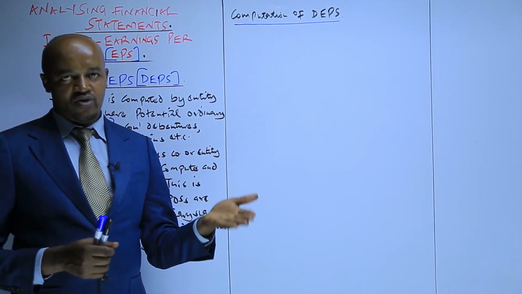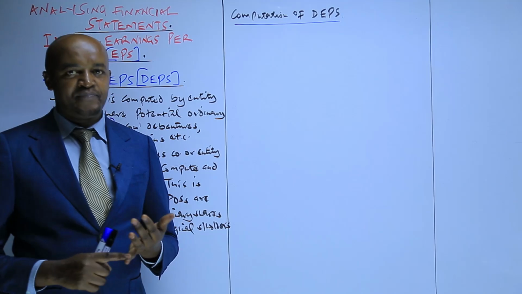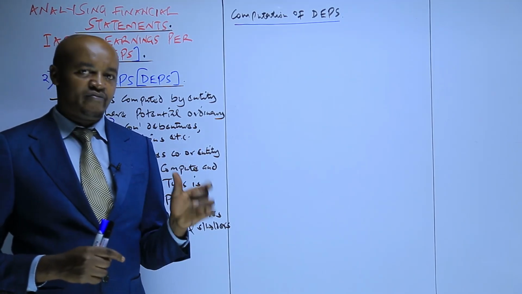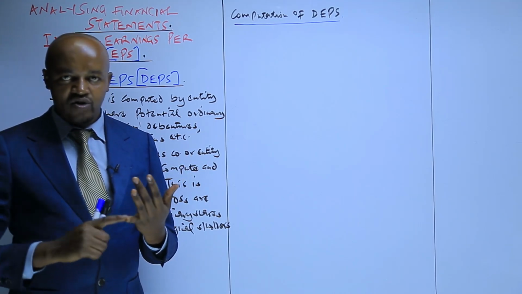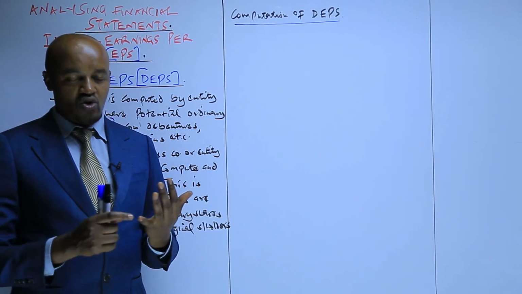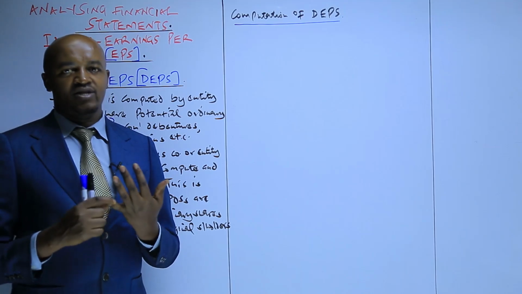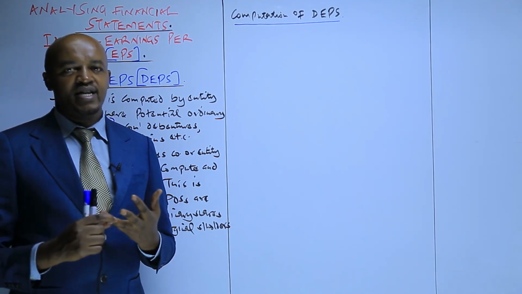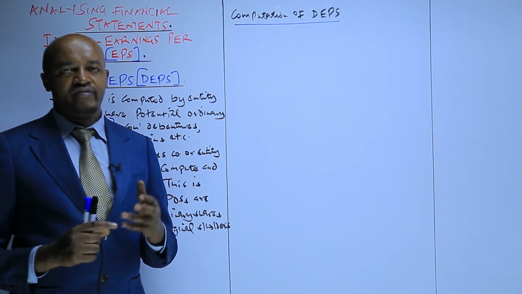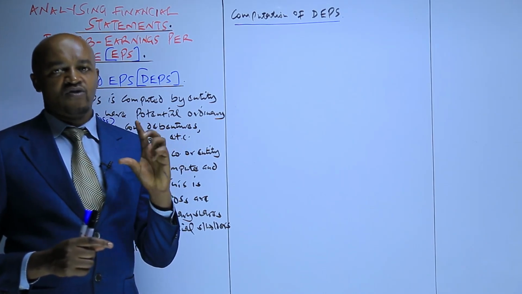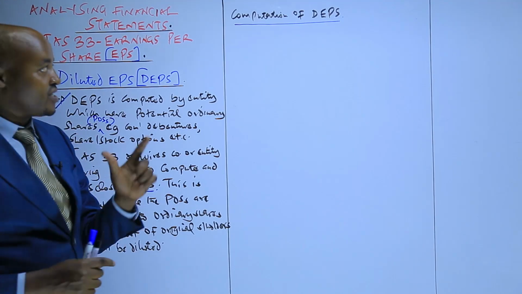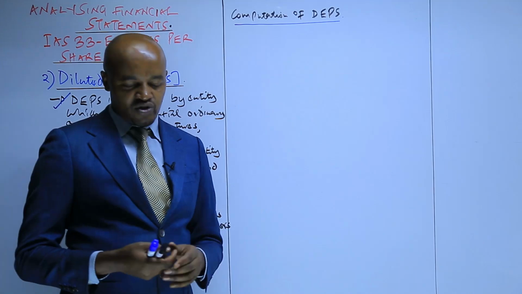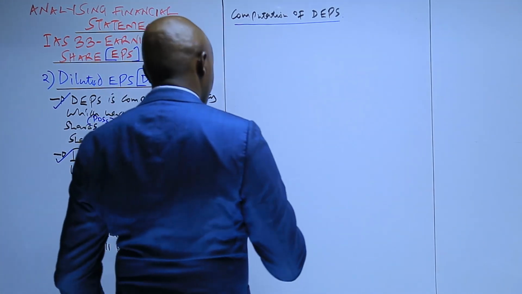You assume they were converted into ordinary shares during the current year, and now you ascertain the implication, or basically the effect, of that conversion of convertible debentures into ordinary shares on the earnings, or the profit attributable to ordinary shareholders, and also the effect of that conversion on the weighted average number of ordinary shares. So it is very important that this earnings per share is computed on an assumption that the potential ordinary shares were converted into ordinary shares.